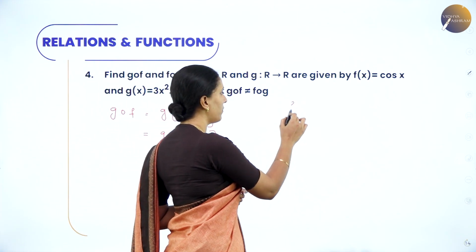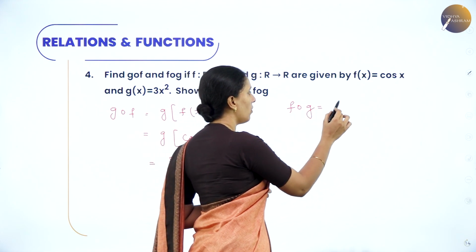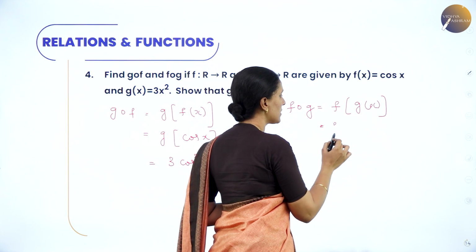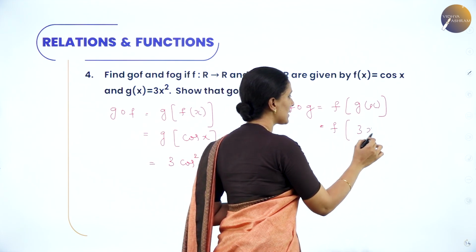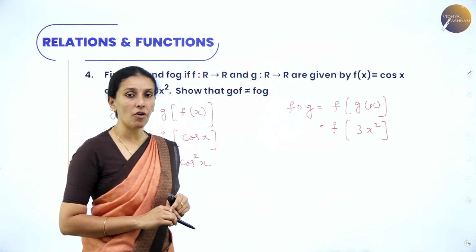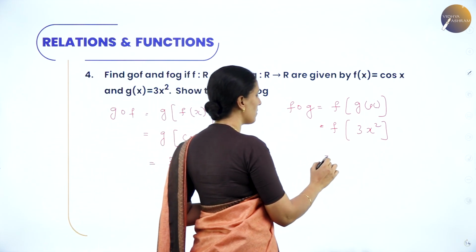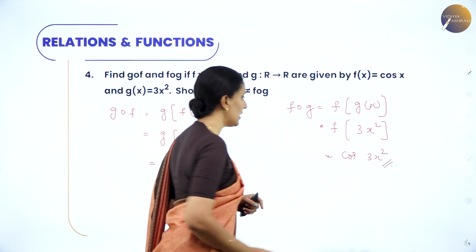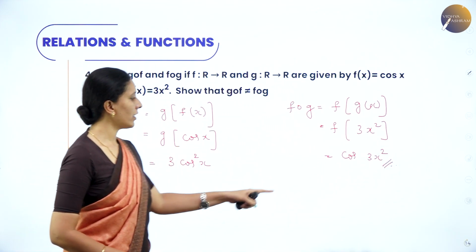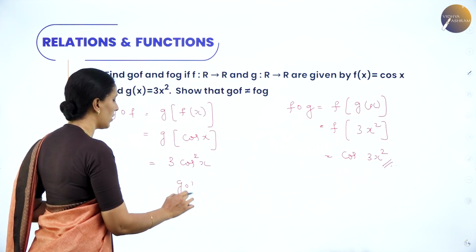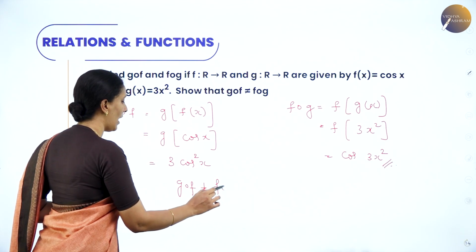Now, let's take f naught g. f naught g means f of g of x, which is f of 3x square. Any x under the function f is written in the form of cos x. So, this becomes cos 3x square. Clearly, this is 3 cos square x and this is cos 3x square. So, we can say g naught f is not equal to f naught g.